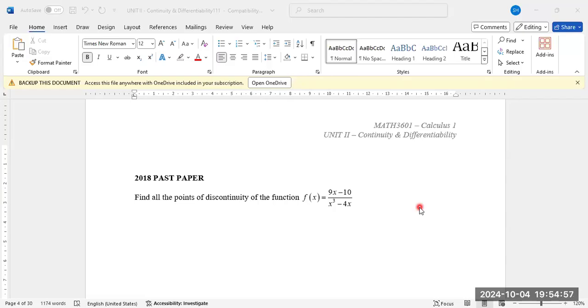Factorize the denominator. So, Juliana, you're going to put the denominator equal to 0. So you're going to let x cubed minus 4x equal 0. Then you are going to factorize the denominator.